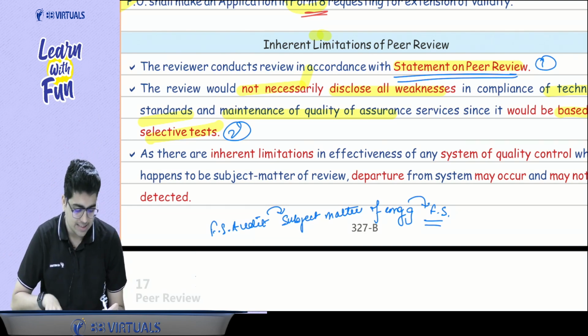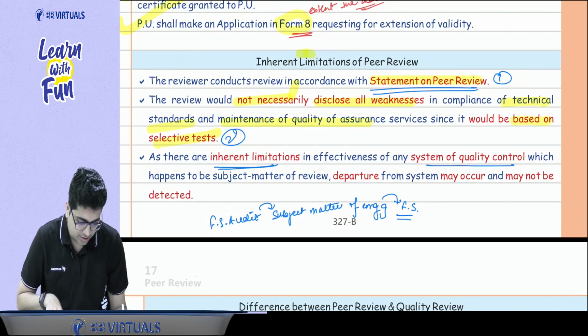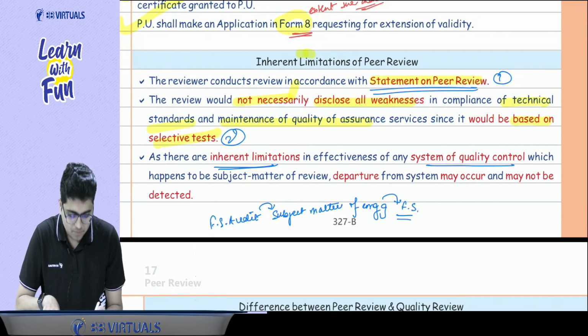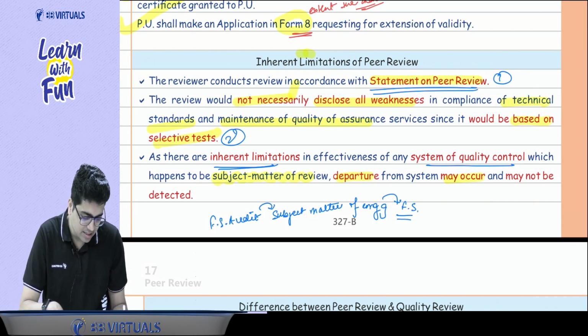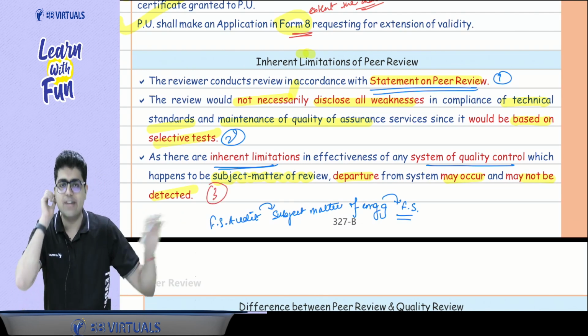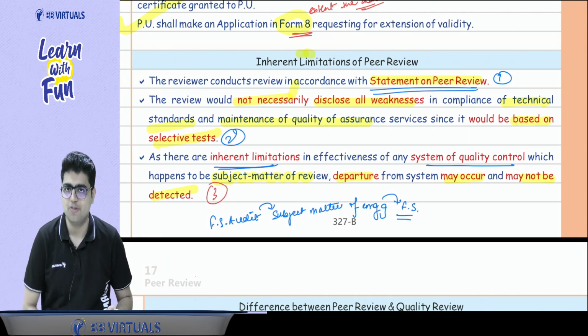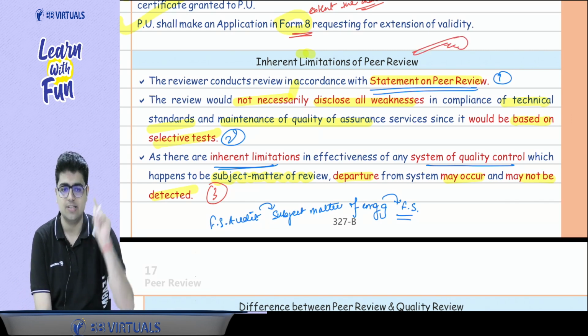So the next point says there are inherent limitations in the system of quality control, which happens to be the subject matter of review. And a departure may occur and it may not be detected. So the third point and the most important point is, what you are reviewing is not itself free from the inherent limitation. So there are these three inherent limitations of peer review.